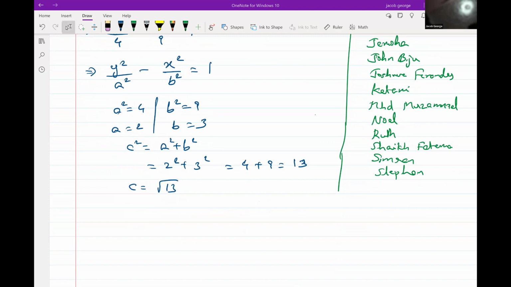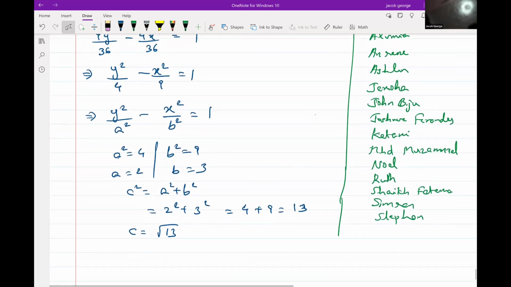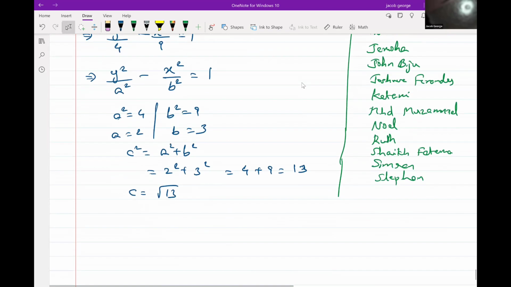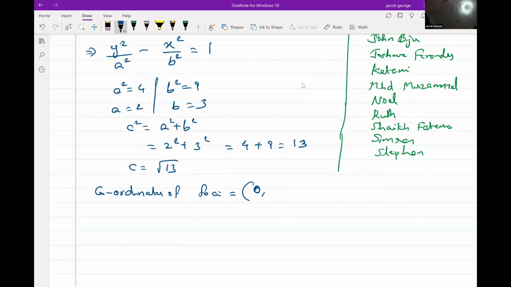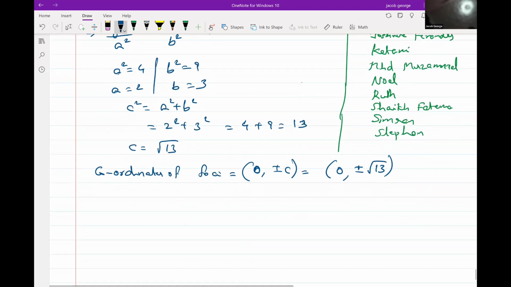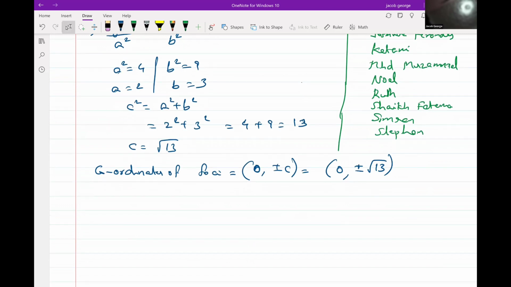Next, coordinates of foci. Second type, 0, comma, plus or minus c. Then substitute: 0, comma, plus or minus root 13. Coordinates of foci, 0, comma, plus or minus root 13.